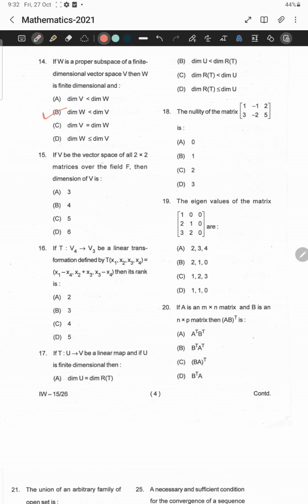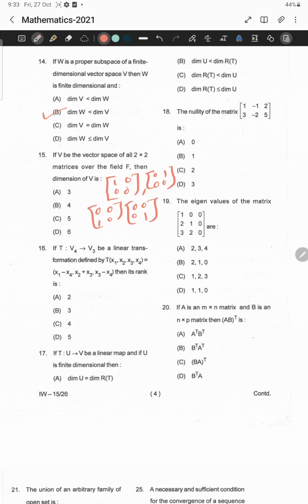Given that V is a vector space of all 2 cross 2 matrices over the field F, then the dimension of V is, okay, dimension. What is the meaning of dimension? Dimension is the total number of linearly independent vectors in that space. For the space of 2 cross 2 matrices, we know the standard basis: 1 0 0 0, and 0 1 0 0, and 0 0 1 0, and the last one, 0 0 0 1.